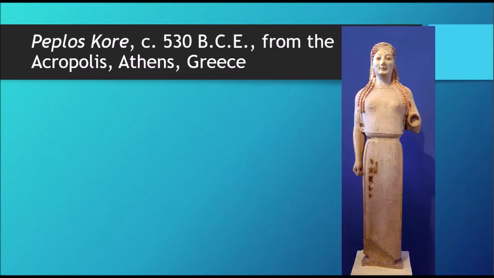So we're going to look at another female kore that's about 40 years, maybe 30 years, from the Berlin kore. This is known as the Peplos Kore. It was done about the same time as the work we just looked at, though this figure is a votive figure rather than a funerary statue.